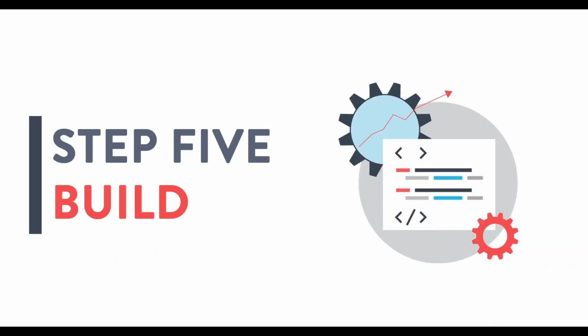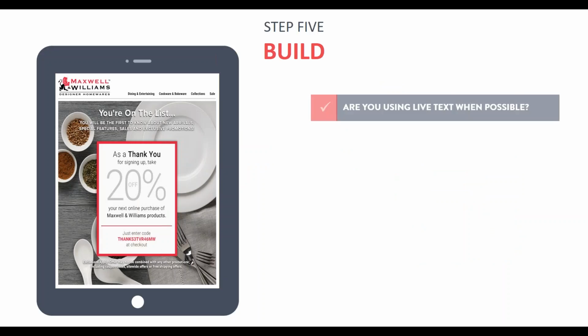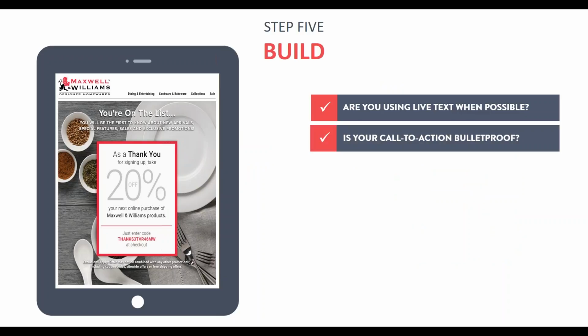So now step 5, getting into the building process. And here we're going to talk about, are you building your emails to work for everybody who's going to be receiving them? So first off, are you using live text when possible? So if images are disabled, are your users able to see what you're trying to say with the copy in your email? Are your call to actions bulletproof? Again, images are disabled. Are they going to see what the next step in the process is? And that's even before downloading any images, that they know exactly what your CTA is up front.